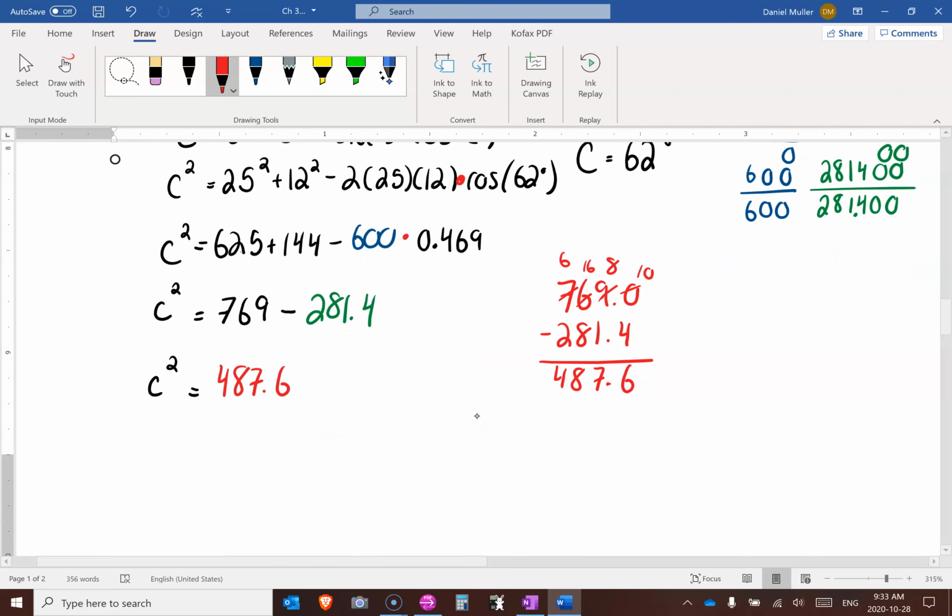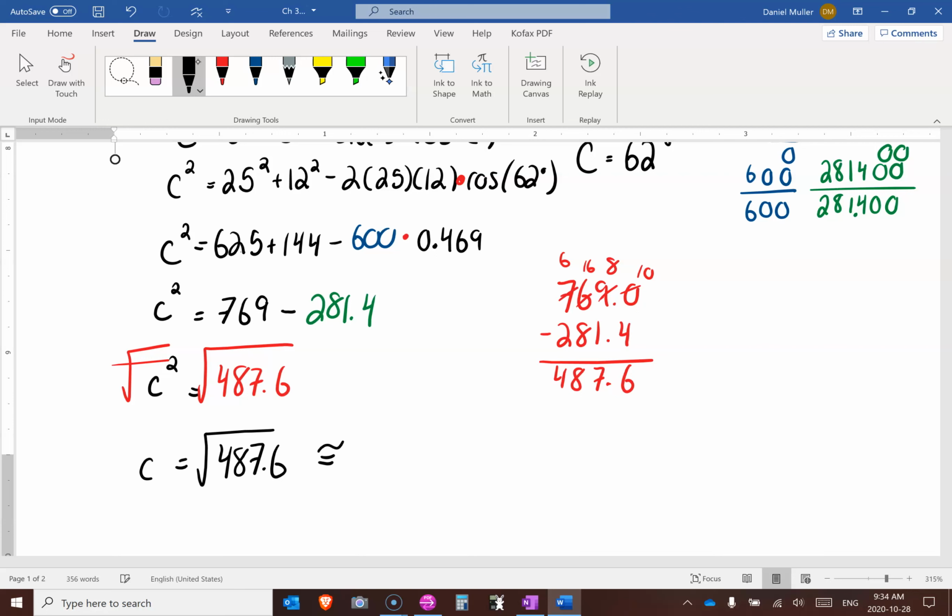Now what I have to do is I have to get the c alone. And the only thing that's happening is that I have to square root both sides. Now when you do that, you'll get a plus or minus. But because we're talking about real life here, there is no negative distances, so I'll just do the positive. I don't know what the square root of 487.6 is. So if on a test, we would just leave it like that if we didn't have a calculator.